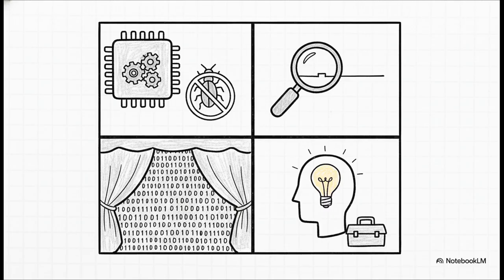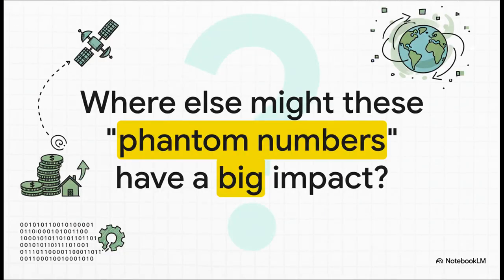And that leaves us with a final thought to chew on. We've seen how a super simple sum can be just a tiny bit off. But where else might these tiny, phantom numbers, accumulating over time, have a huge impact? Think about it. A GPS satellite navigating for years, the interest calculation on a 30-year mortgage, or a long-term climate model. Suddenly knowing about these phantom numbers isn't just a fun fact. It's absolutely essential for building a reliable world.